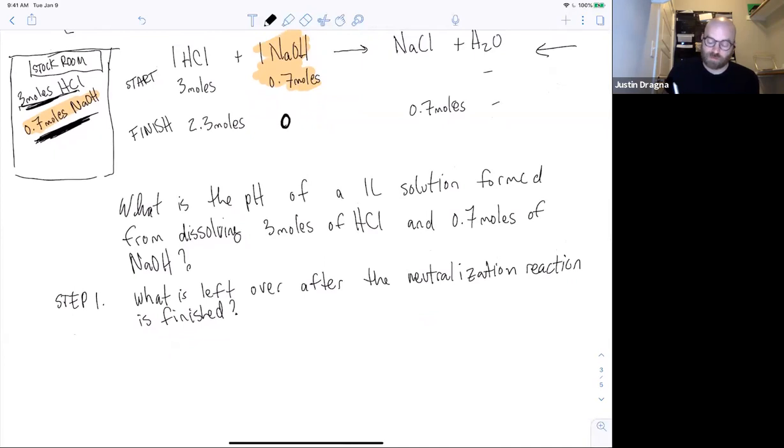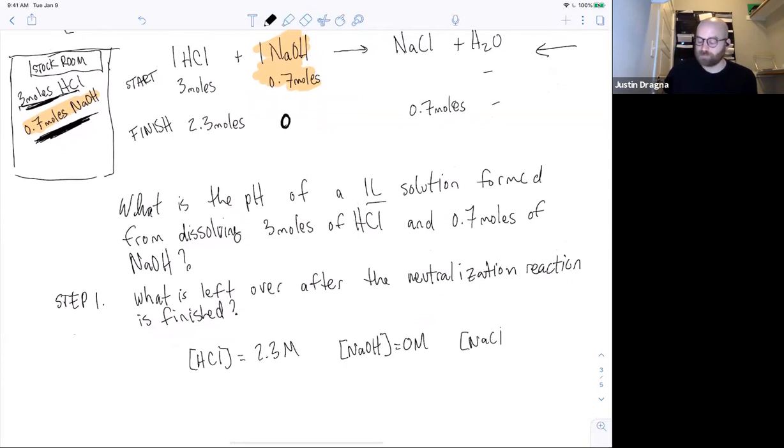So at the end of the neutralization reaction for this, my concentration of HCl would be 2.3, and I'm in 1 liter to make things convenient. So it'd be 2.3 molar. And my concentration of sodium hydroxide equals 0 molar. And in this one, we have a concentration of sodium chloride, which is just equal to 0.7 molar.